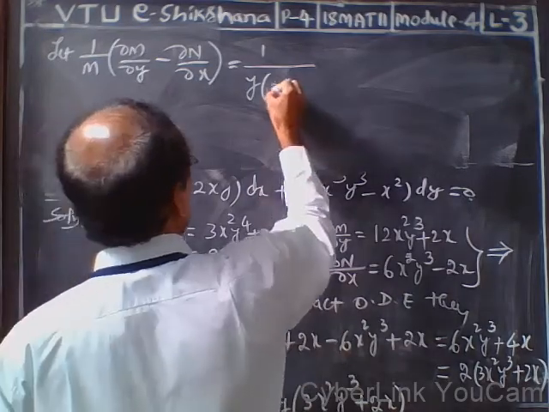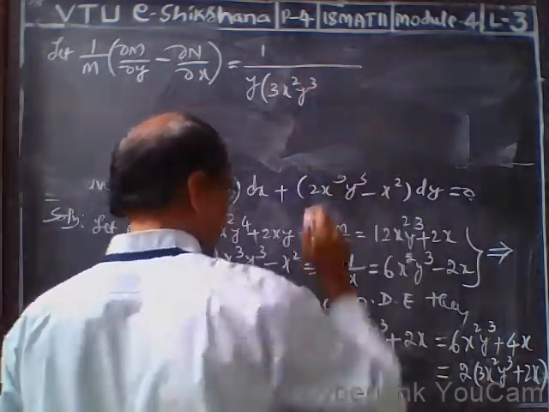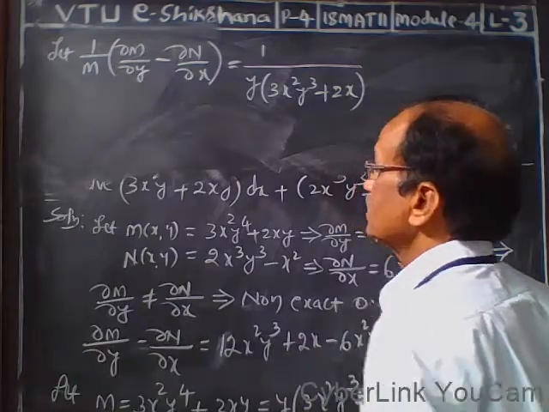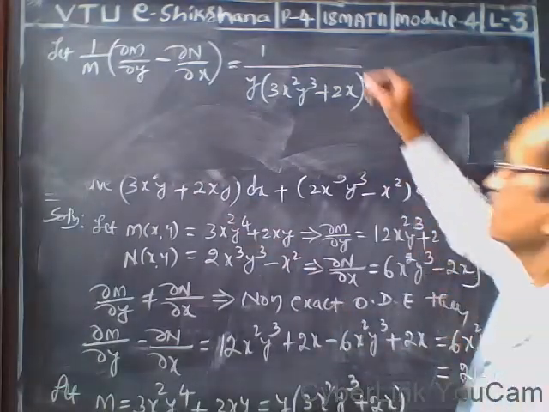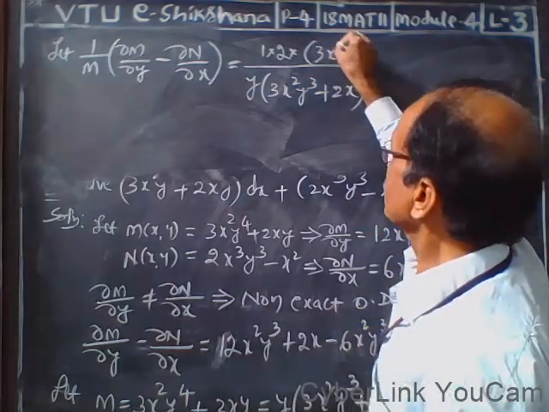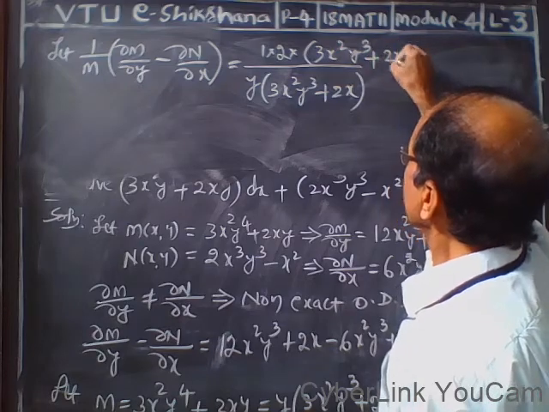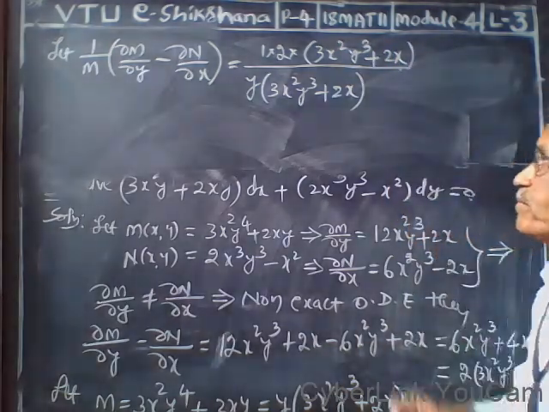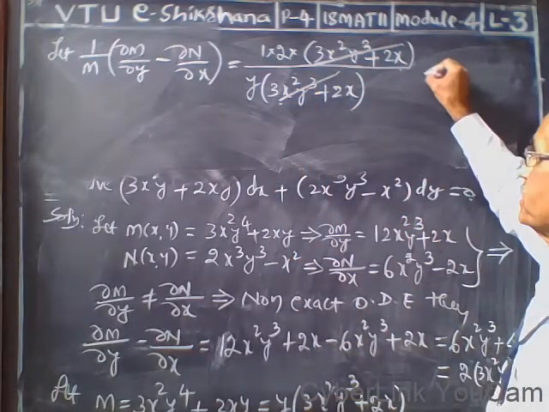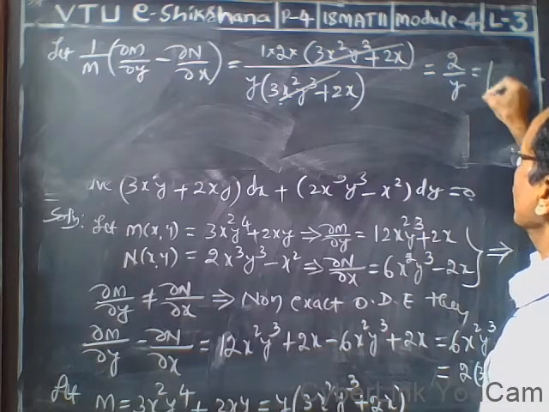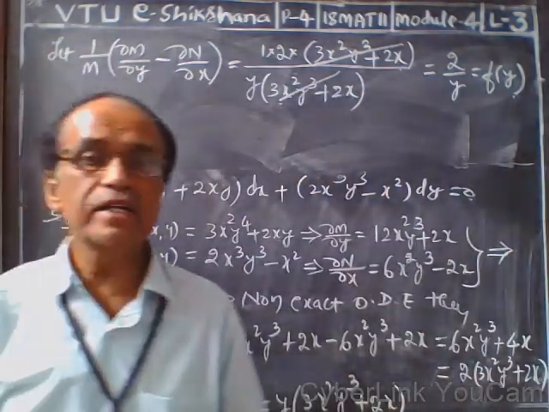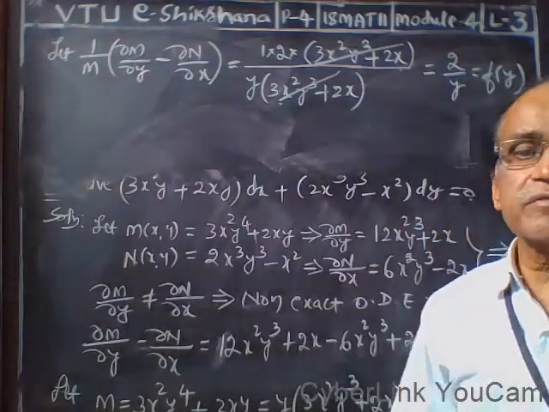y into 3x square y cube plus 2x, and in the numerator this is the difference between these two we have already taken, that is 2 into 3x square y cube plus 2x. Then the numerator with this coefficient is same as the denominator and you are getting it as 2 by y. This I will call a function of y. What do you mean by function of y? It is a function in the absence of x.